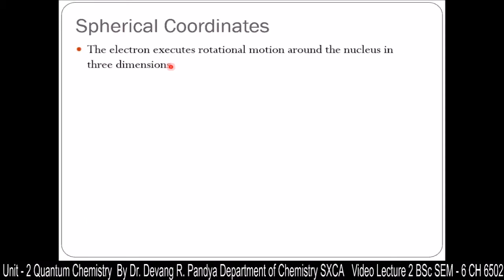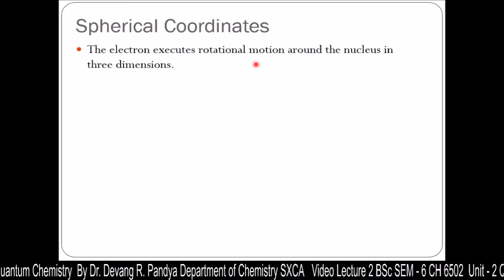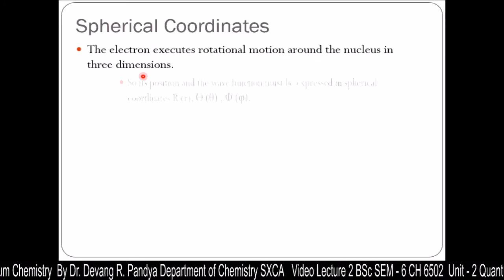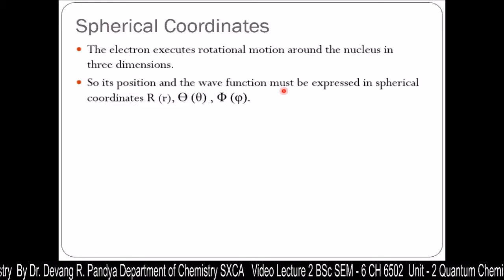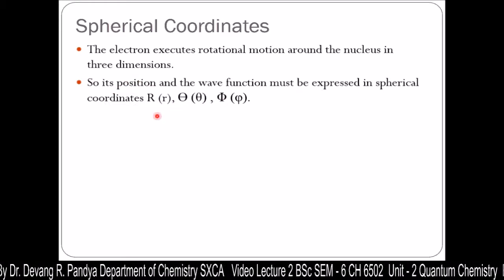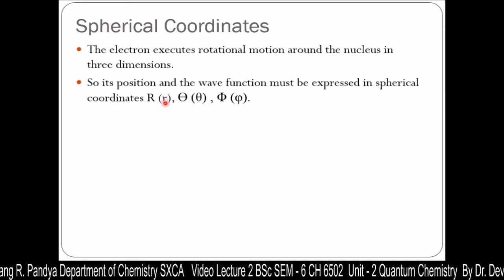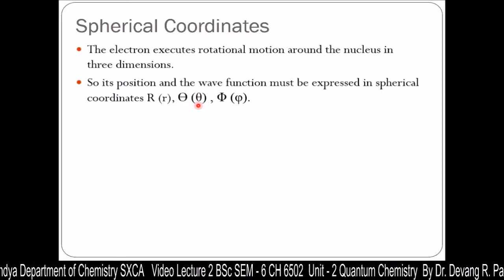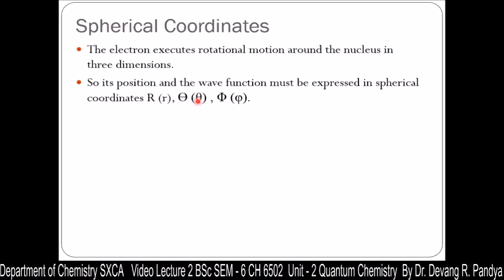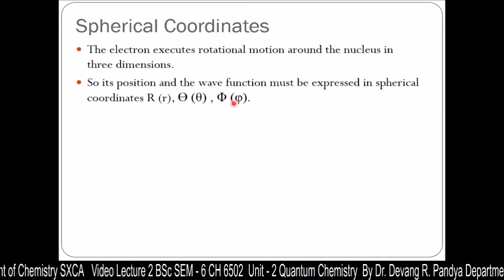The electron executes rotational motion around the nucleus in three dimensions. So its position and the wave function must be expressed in spherical coordinates: for radius it can be represented as R(r), for the angle theta as Theta(theta), and for the other angle phi as Phi(phi).